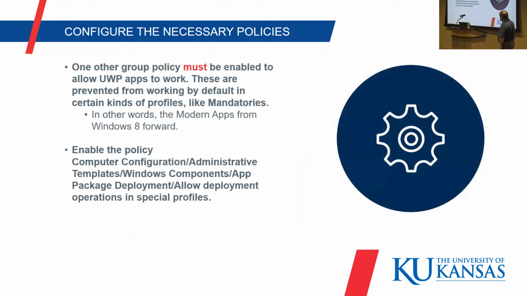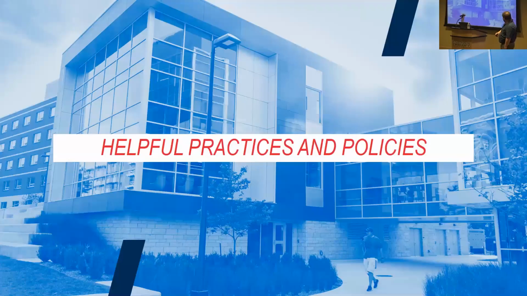There's also one other group policy you absolutely want to have enabled: computer configuration, administrative templates, Windows components, app package deployment, allow deployment operations in special profiles. If you don't have this turned on, you will not be able to use things like Calculator, 3D Paint, any of the Windows Store type apps, which normally do not get provisioned for a mandatory profile. So if you can't load up Calculator, that's probably why.